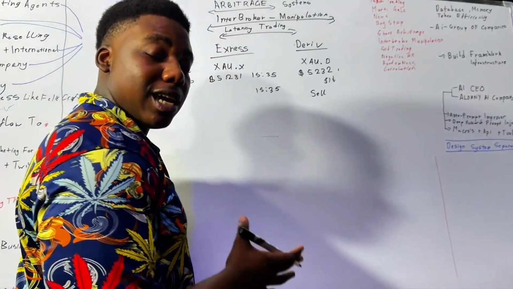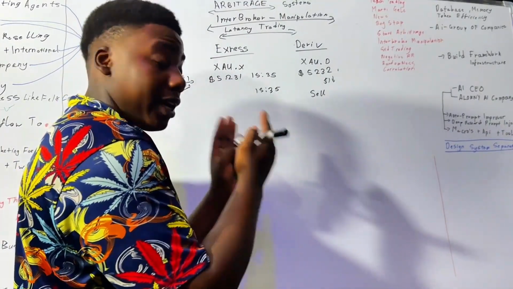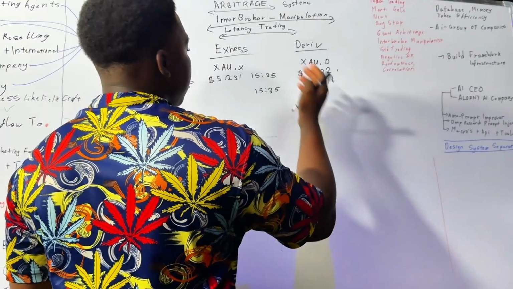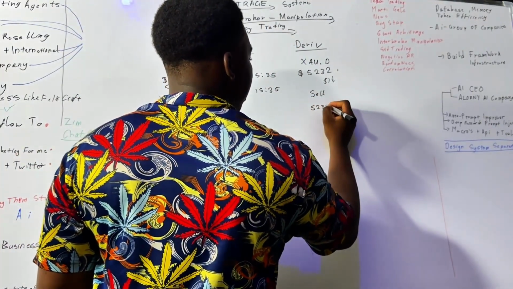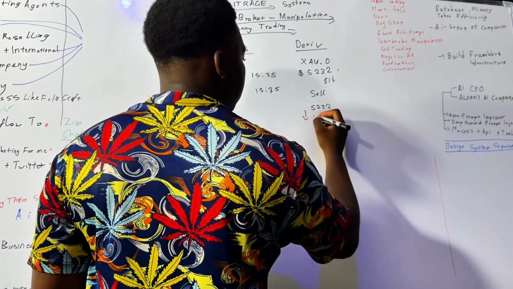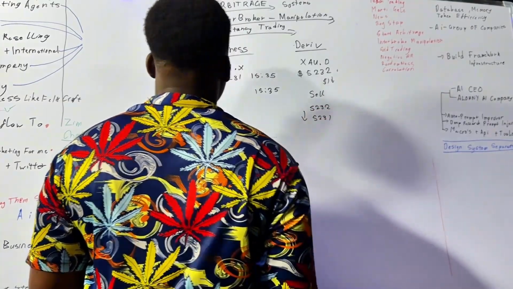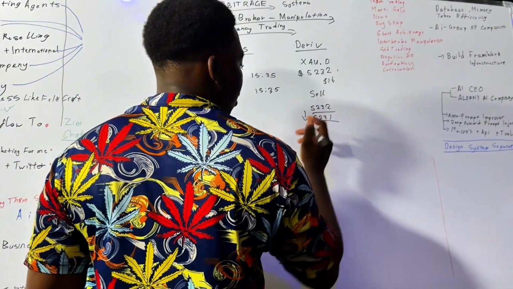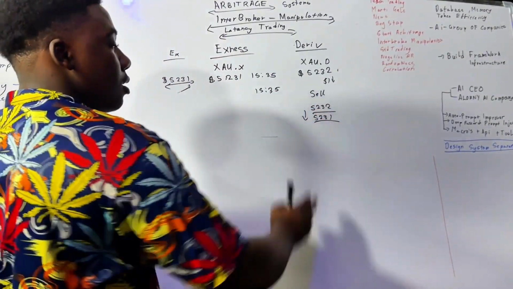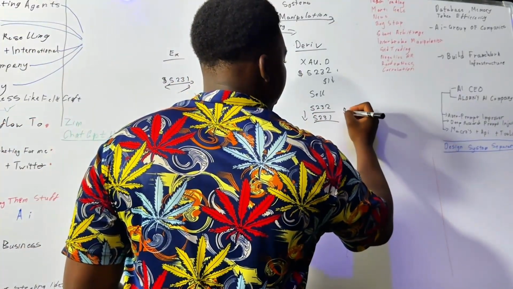This one requires a trading bot. You cannot do this manually. It's impossible. So basically, we sell on Deriv at 5,232. When the market corrects, 5,231, because Deriv is wrong, they're delayed. It would be illegal for them to not correct. So they have to correct. They correct, you make $1.